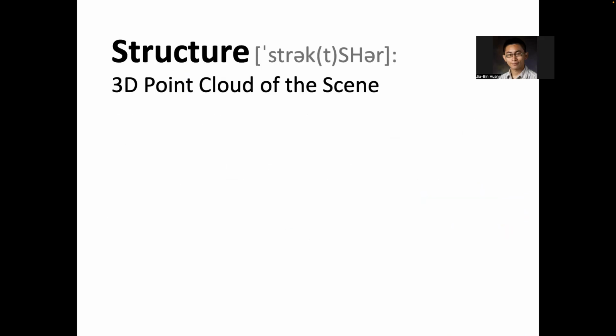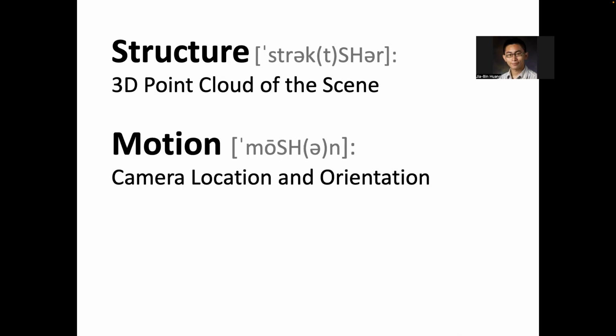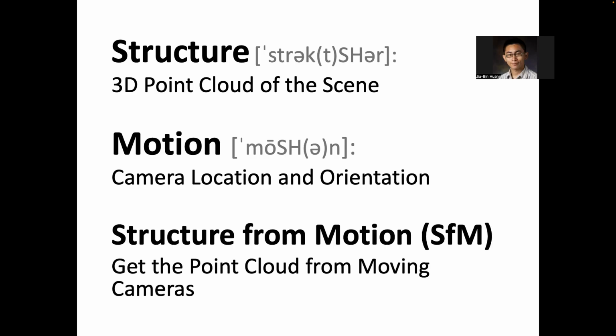Okay. So the definition: structure means that there are some 3D points on the object surface that we can recover. You can think of it as a 3D point cloud of the scene. And motion means that we have the camera location and orientation, right? Where the camera is and how it is oriented. Okay, so you'll hear this term a lot in 3D computer vision.